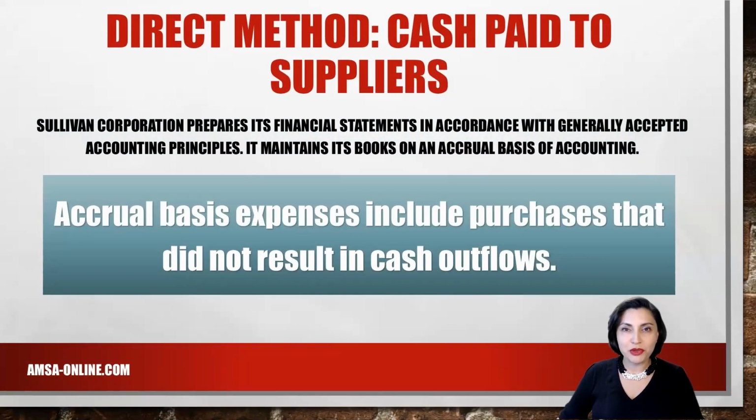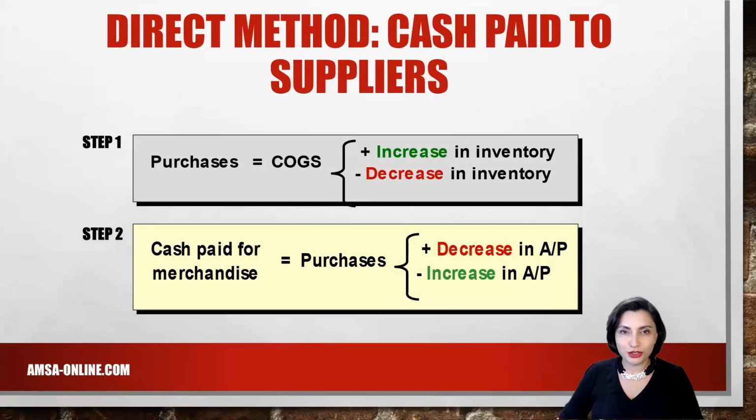Sullivan Corporation prepares its financial statements in accordance with generally accepted accounting principles. It maintains its books on an accrual basis of accounting, which means accrual-based expenses include purchases that don't result in cash outflows. To determine the amount of cash paid to suppliers, complete two steps. First, adjust the accrual basis cost of goods sold for the increase or decrease in inventory to arrive at purchases. Then, adjust purchases for the increase or decrease in accounts payable.